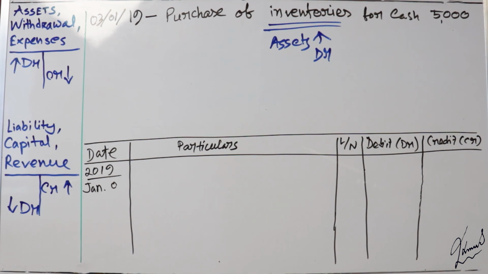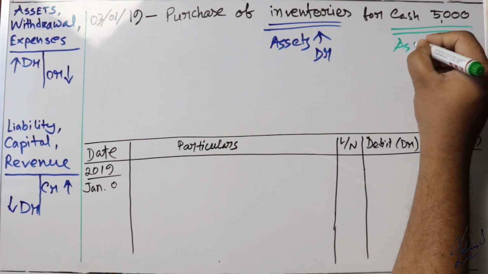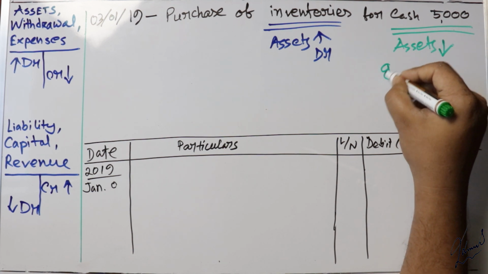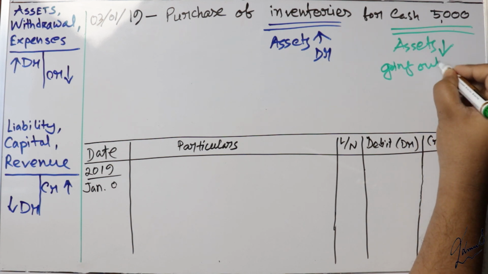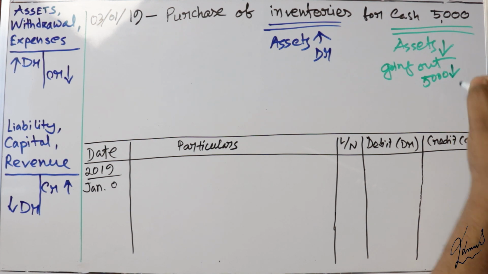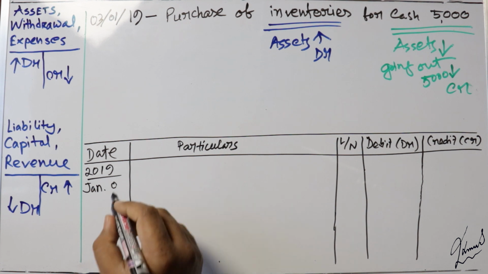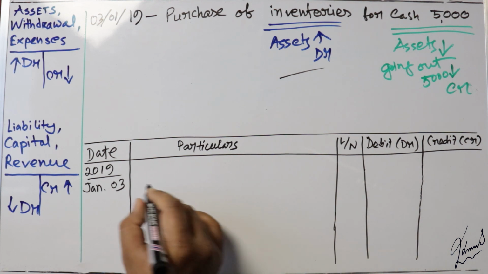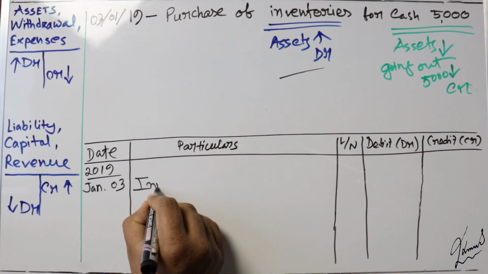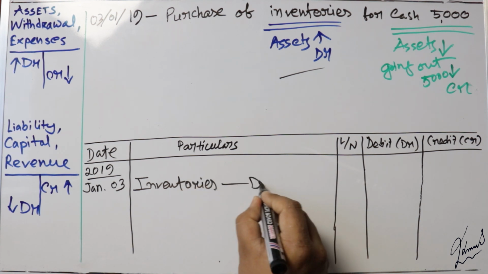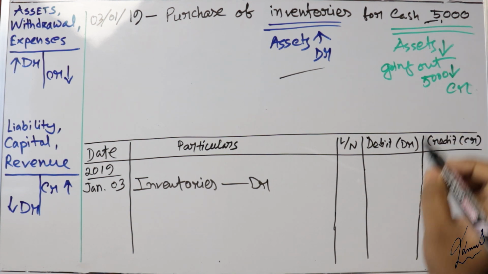And at the same time we had to spend 5,000 in cash, so cash has been reduced, so assets have been reduced, so credit. Because the asset cash is going out, overall assets will also decrease by 5,000, so we have to put it under the credit column. So first put the date, then the debit account, that is inventories. Debit, and the amount is 5,000.